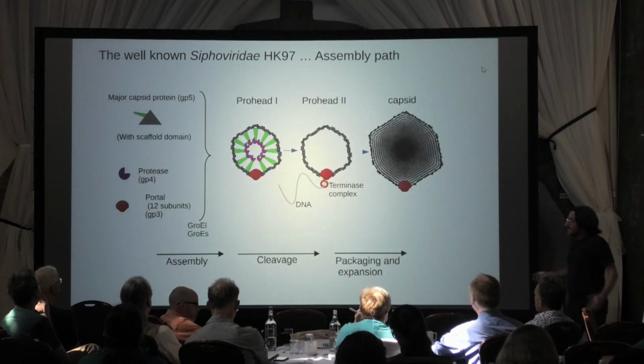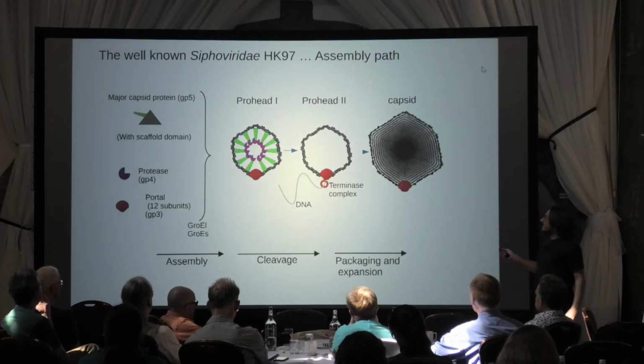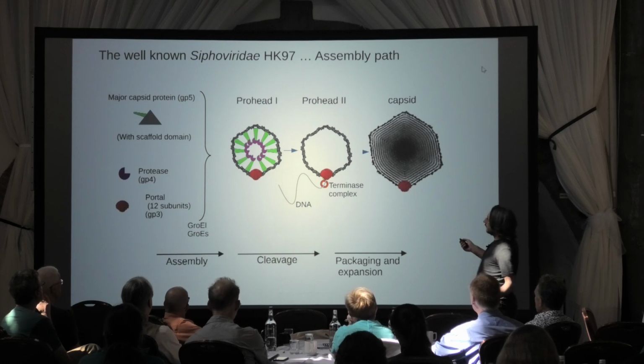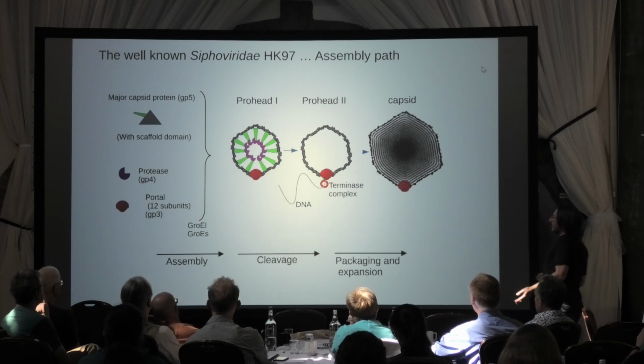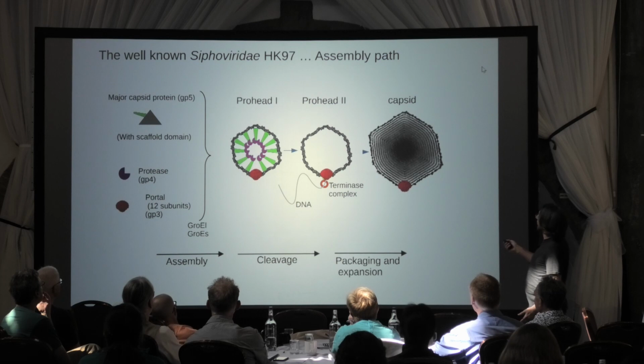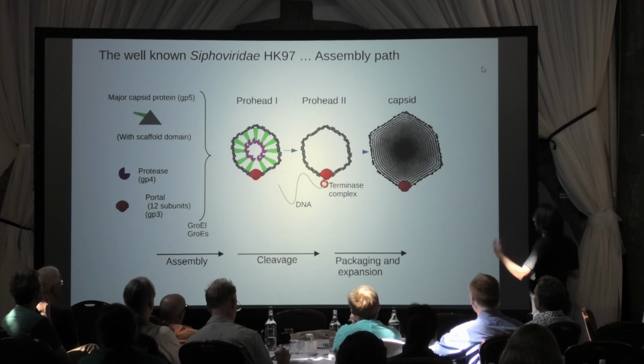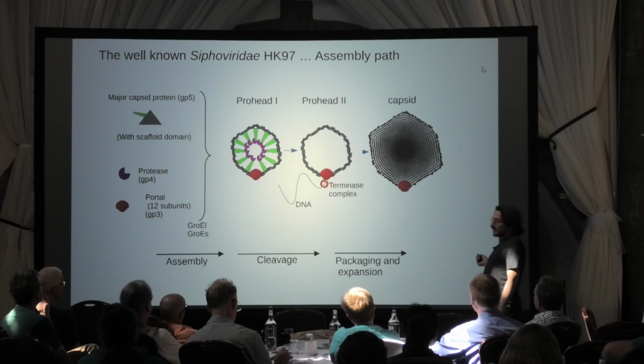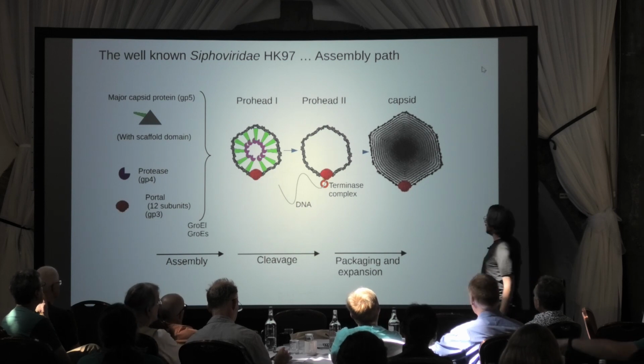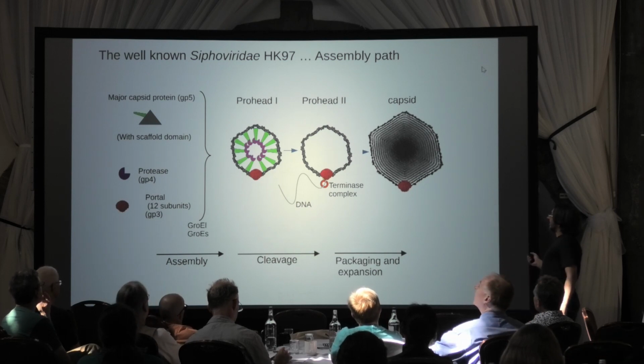The pathway of HK97 has been well defined, and basically it is a major capsid protein together with a scaffold, plus a protease, plus a portal that go together to form Prohead 1. Then the scaffold gets removed to form Prohead 2, and the terminase puts the DNA in the capsid, and after expansion we get the final capsid, which is prepared for the virion.